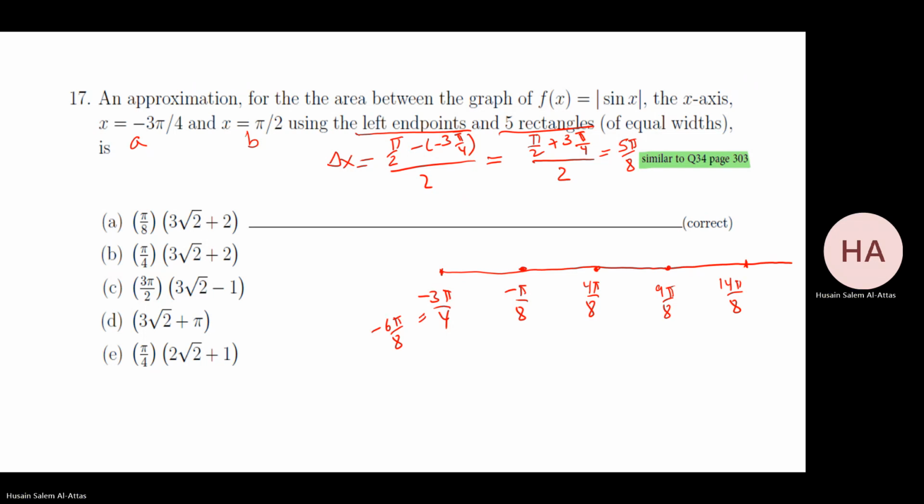Okay. And it's 5 rectangles, so I should reach pi over 2. I say already reached pi over 2 here, so there is a mistake somewhere. B is pi over 2 minus A. Yeah, this is over 5. Sorry, this is over 5.